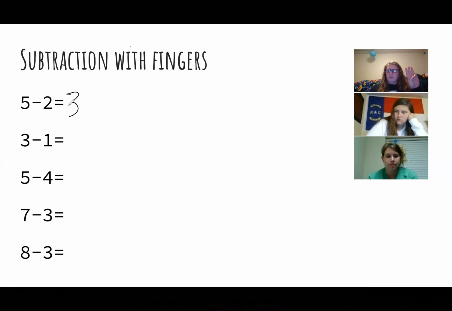Next one, I'll hold up 3 fingers, and we're taking away 1. So we have 1, 2 fingers left. So our answer would be 2. Someone want to do the next one for me? You have 5 at first, and you take away 4. So you have 1 left. Good job.